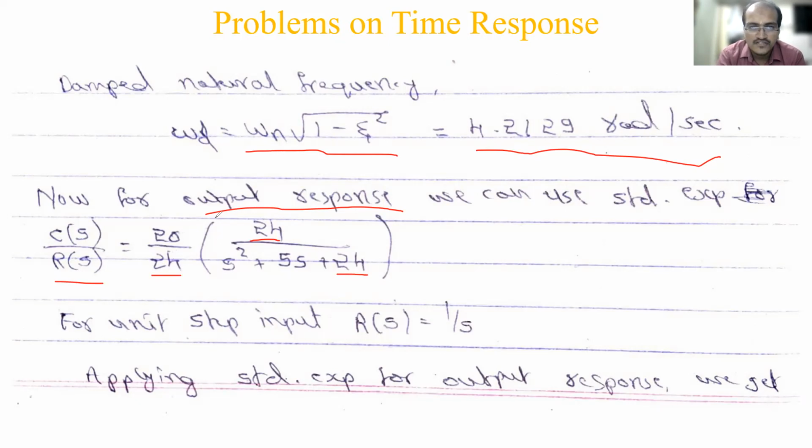Now, this time response, how to find it out? First, R of S you have to multiply with this numerator, which is the unit step. Unit step is 1 by S. Okay, so when you get 1 by S, then you can directly apply the formula. C of t is the inverse Laplace transform of C of S, and no need to do the derivation, directly we'll use the formula: 1 minus e to the power minus zeta omega n t, and so on. Okay, so R of S is 1 by S. Applying the standard expression for output response, now we will get it. Okay, so we'll see the final calculation.